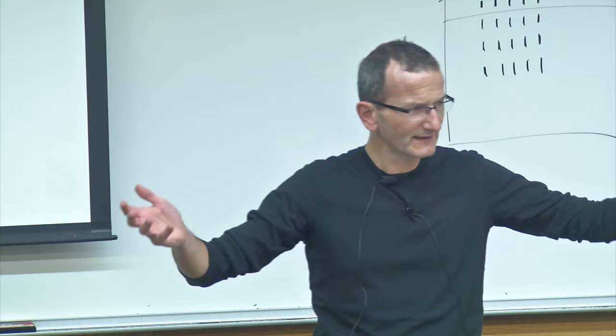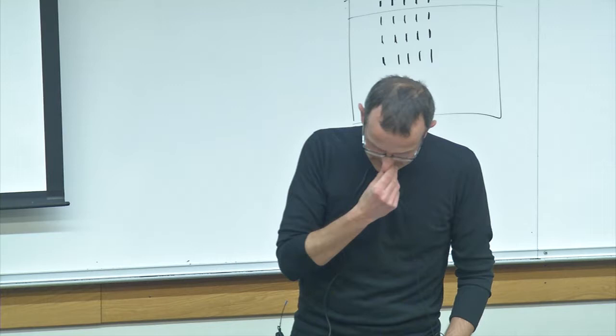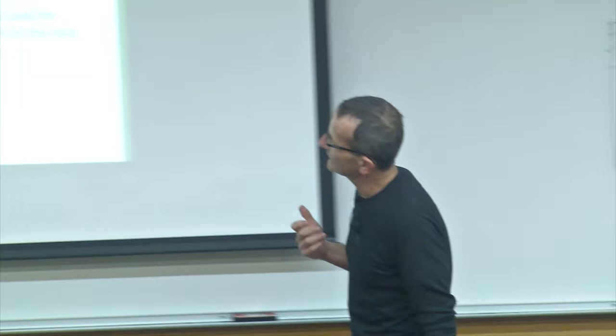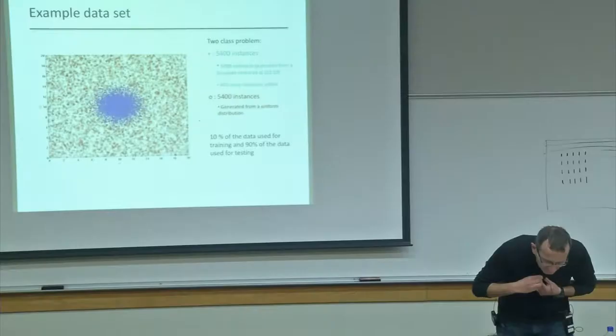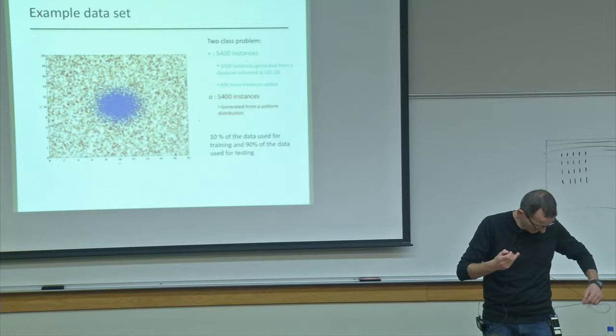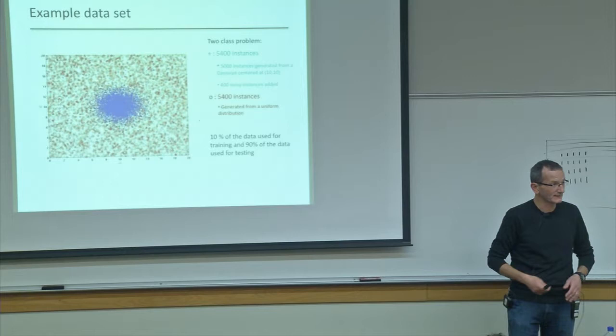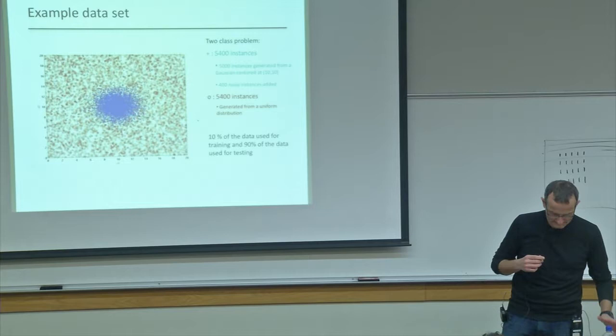Those are just definitions. So let's look at a particular example that we're going to use to study something. This is an example that consists of a bunch of blue guys and a bunch of red guys. It's blue crosses, I believe, and red circles. I'm sorry for those of you who are colorblind, but I think you should be able to tell those two colors apart. The blue are the guys in the middle, the red are the stuff around. In this particular example, 10% of the data are used for training and 90% of the data are used for testing.